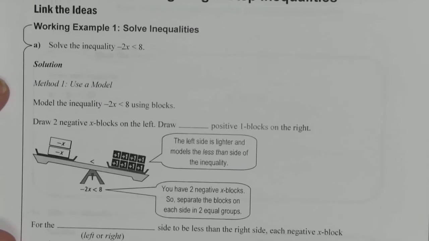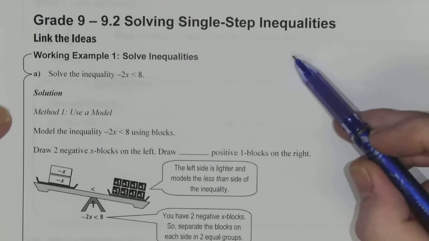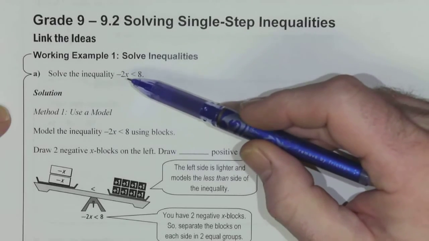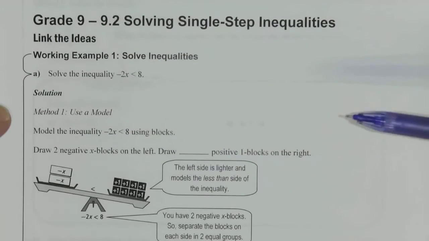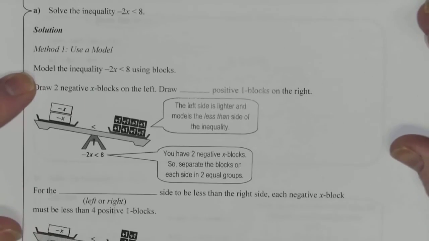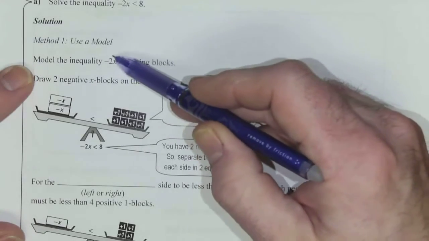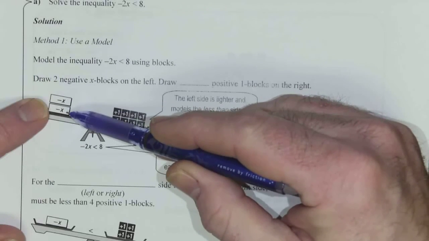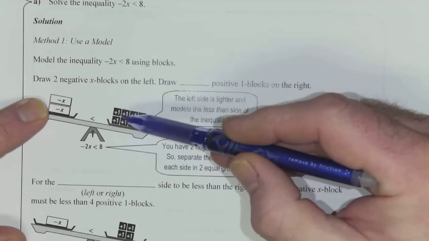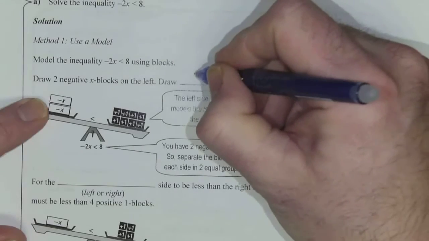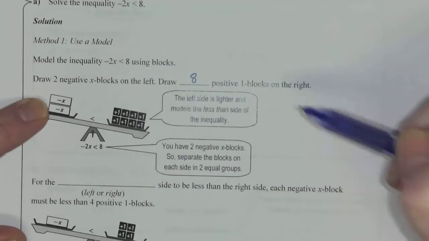So let's have a look at this. Solving single-step inequalities. And here's our first example: -2 times x is less than 8. We're going to use a model to demonstrate this. Using this inequality, we're going to use blocks. So we've got 2 negative variable blocks on the left, so 2 hollowed out x bars. And on the right, we've got 8 positive tiles. So we've drawn 8 positive 1 blocks on the right.